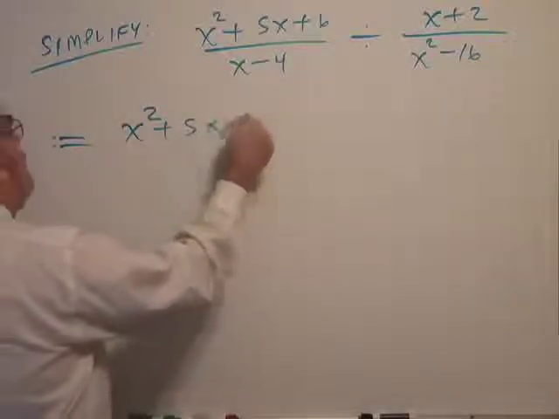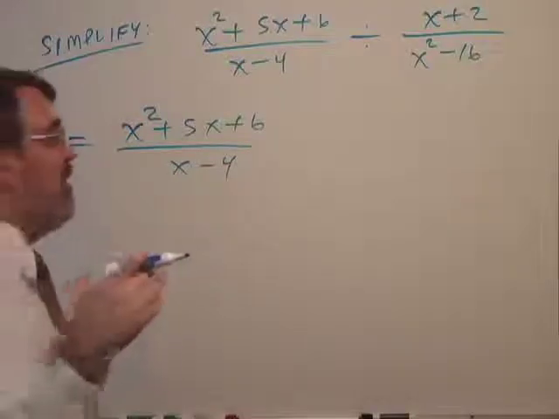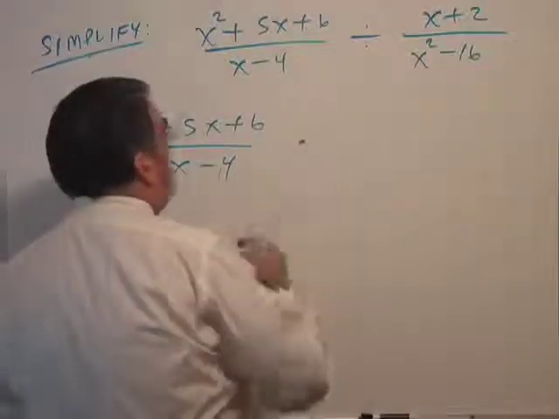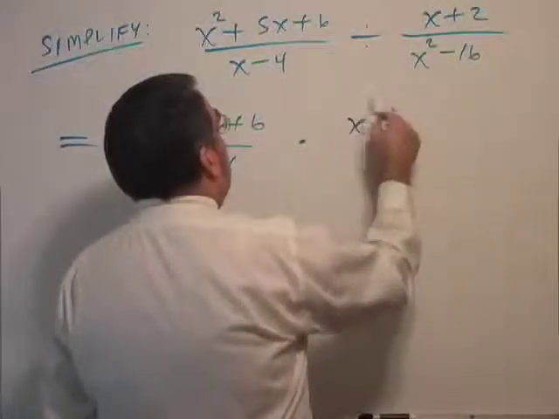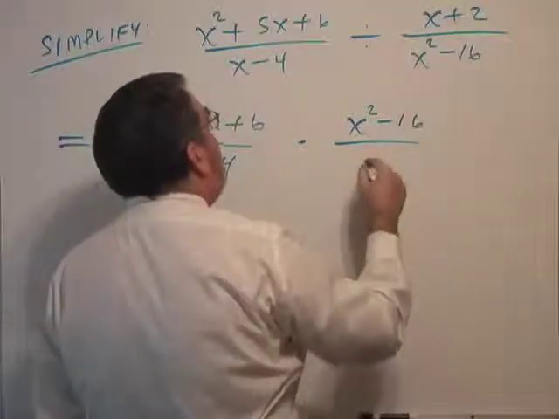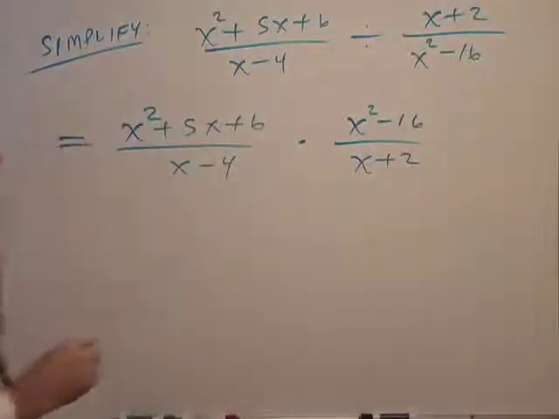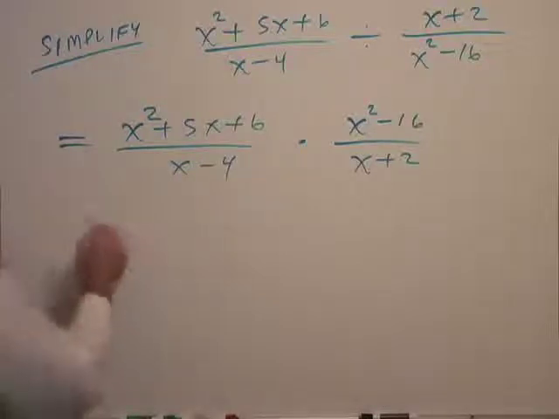So I'm going to recopy the left. You always invert and multiply the right side fraction. It would really screw it up if you inverted this one and multiplied. Okay, so now it's a multiplication, and it's pretty standard from here.